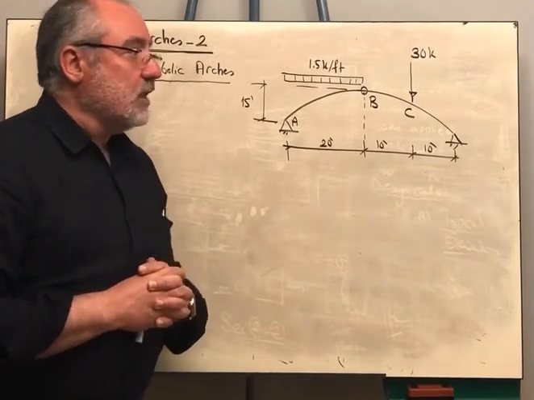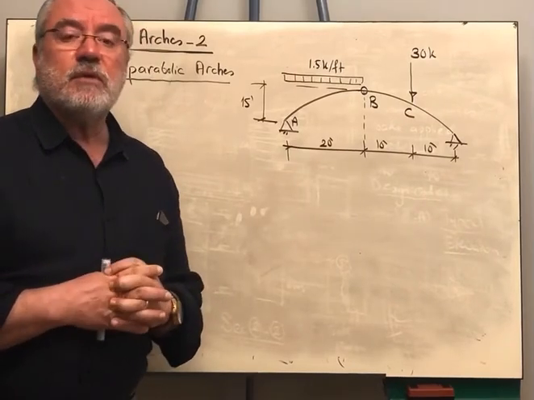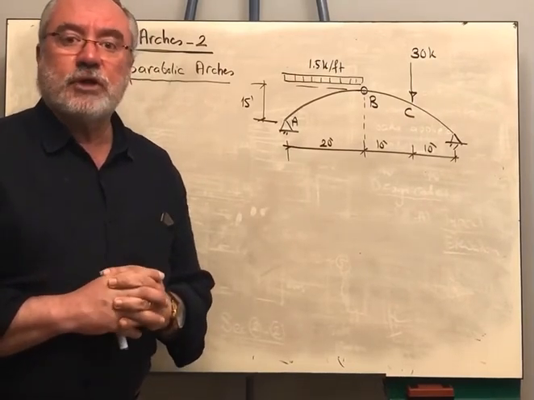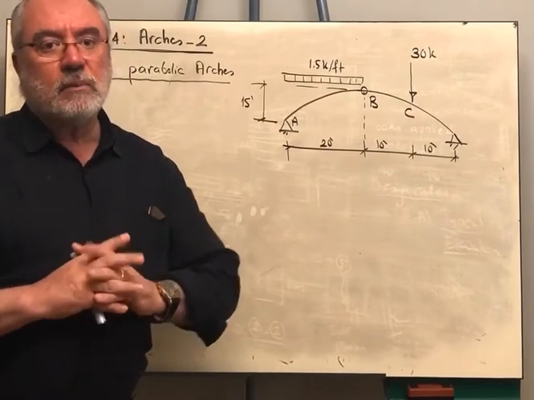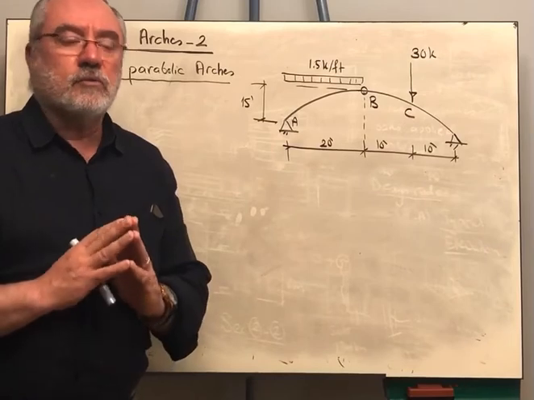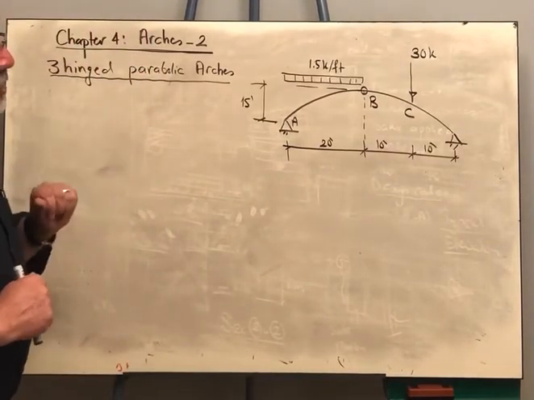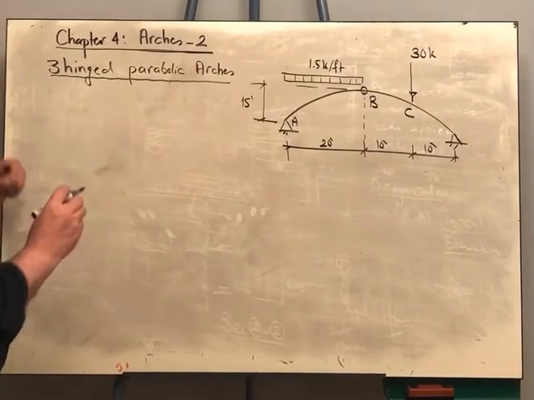I'm going to continue with you here the analysis of hinged arches, three hinged arches. We have seen in the previous lecture the analysis of funicular arches, and we solved several problems on that. Today we are going to solve the other types of arches, three hinged parabolic arch. I will start immediately by solving a problem.